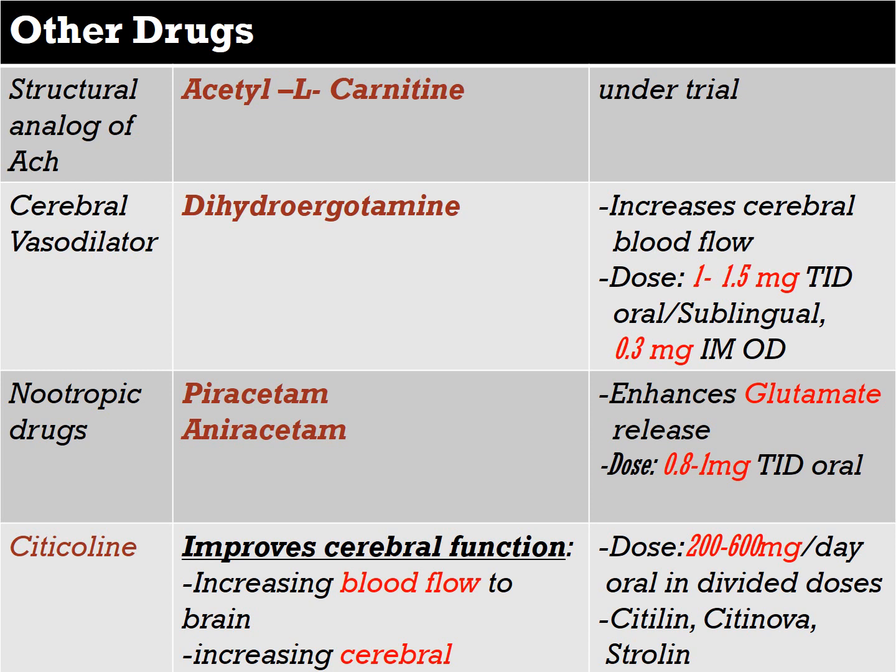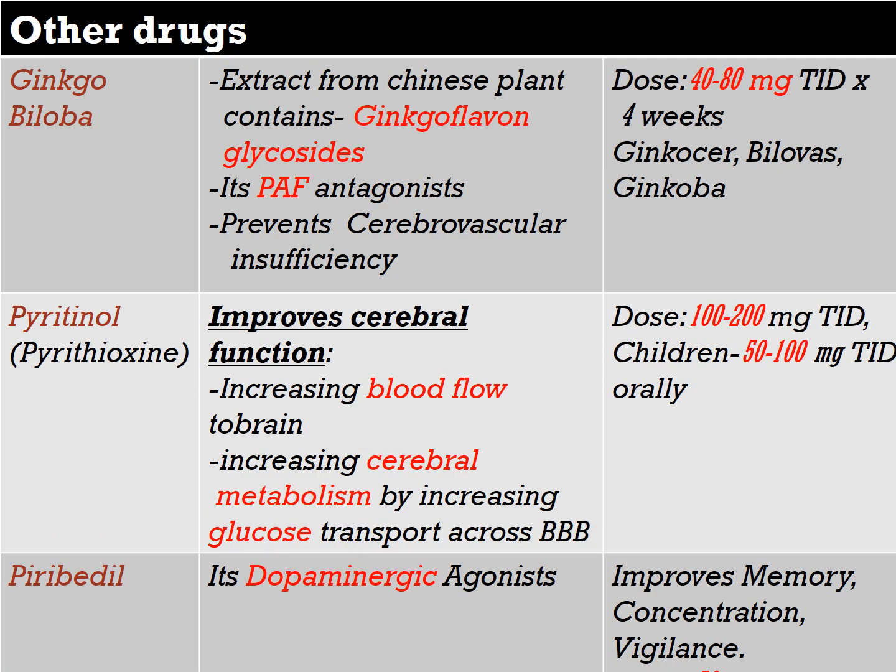And the third agent is a nootropic drug known as piracetam or aniracetam, and it's believed to enhance glutamate release. And the fourth drug is citicoline. It also improves the cerebral function by increasing the cerebral blood flow, and is administered through the oral route. And next we have ginkgo biloba. It's an extract from the Chinese plant, and it contains ginkgo flavone glycosides. It's a platelet activating factor antagonist, and it prevents cerebrovascular insufficiency.